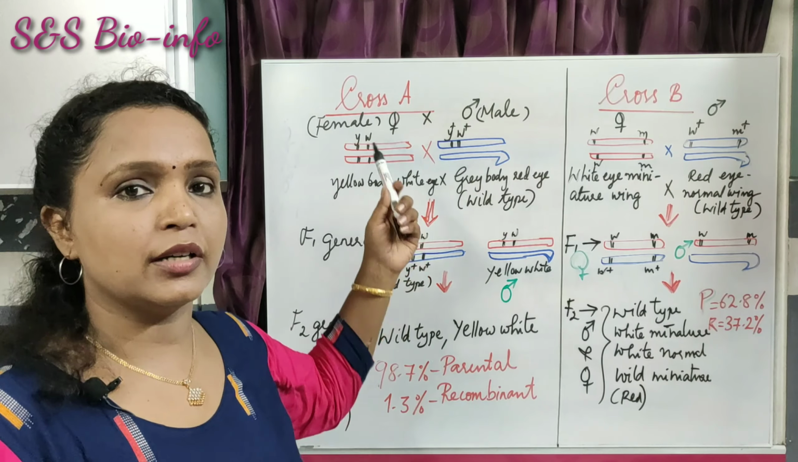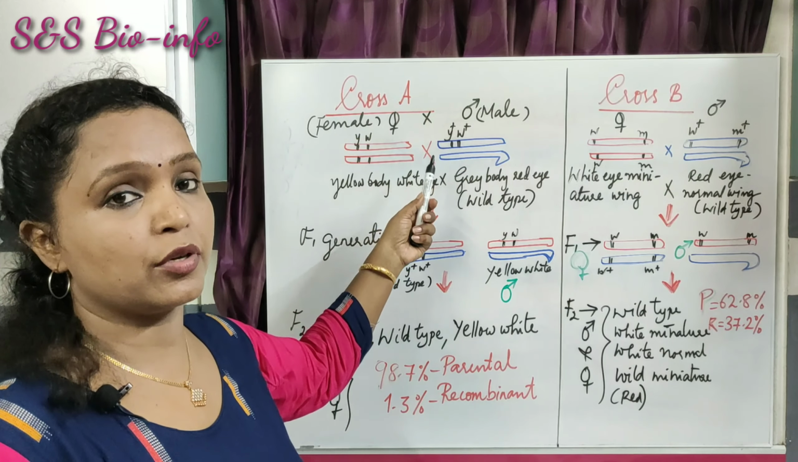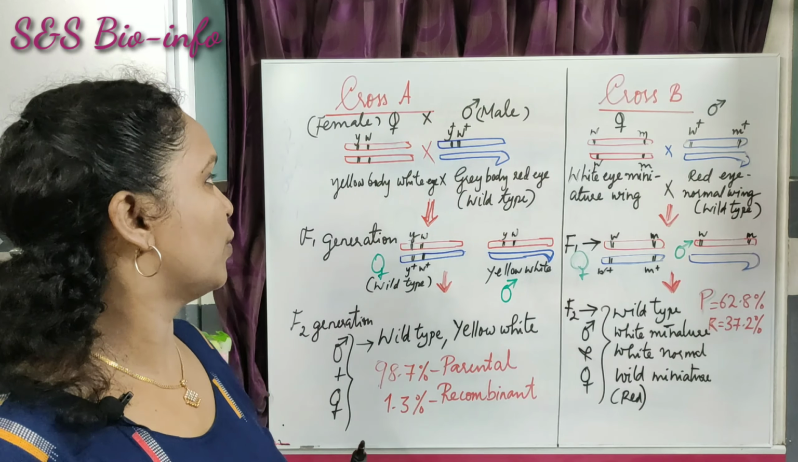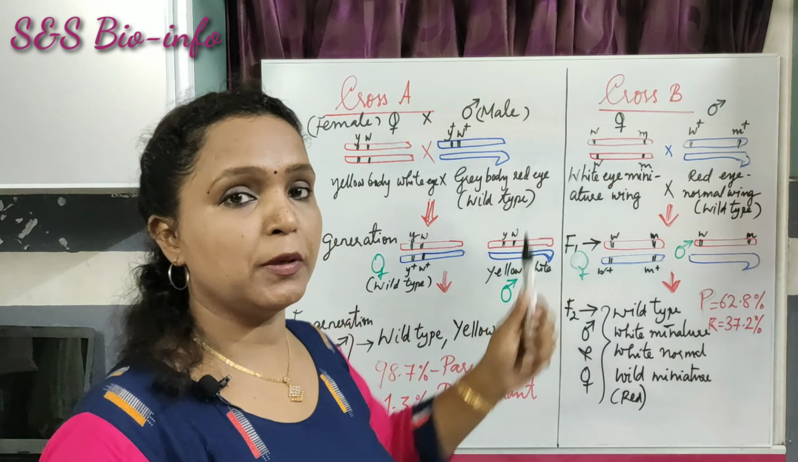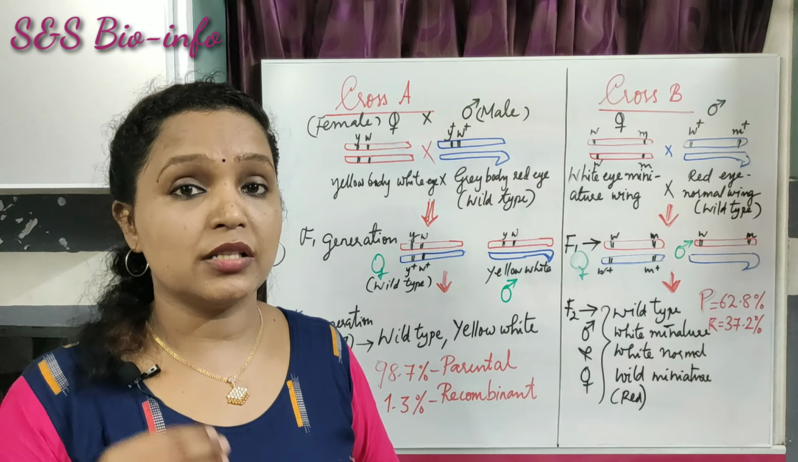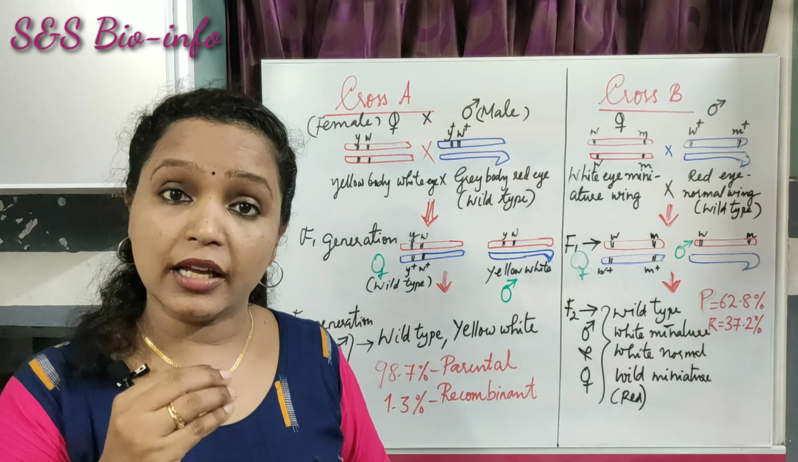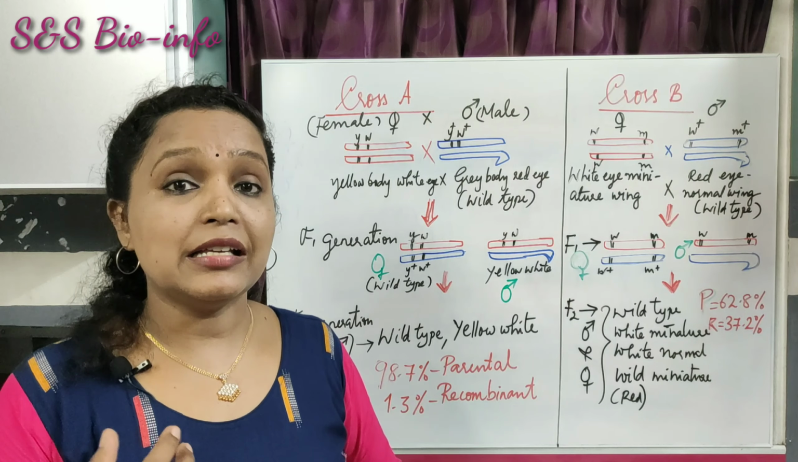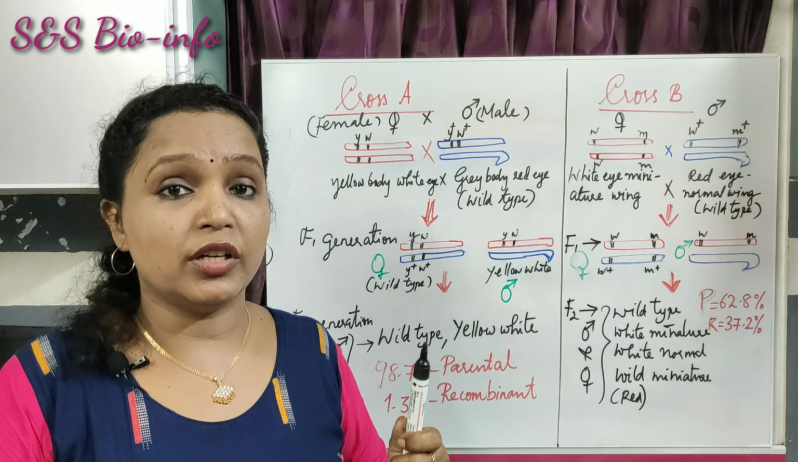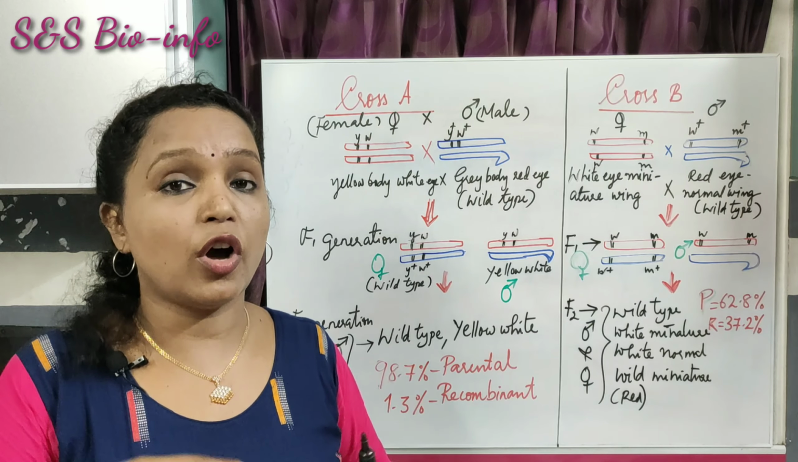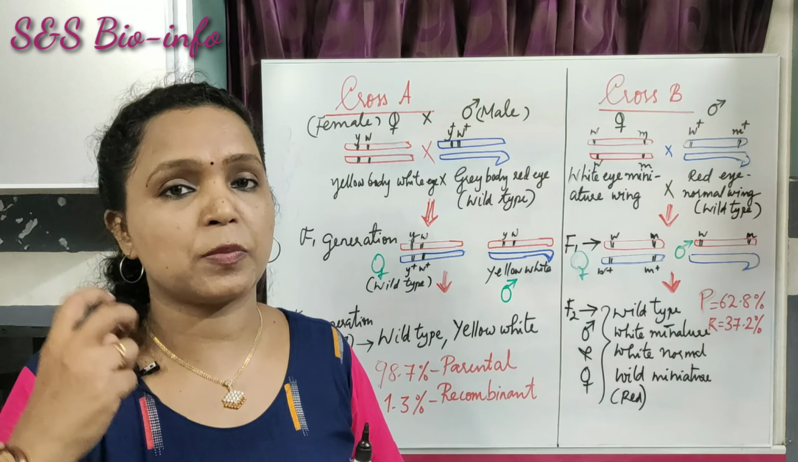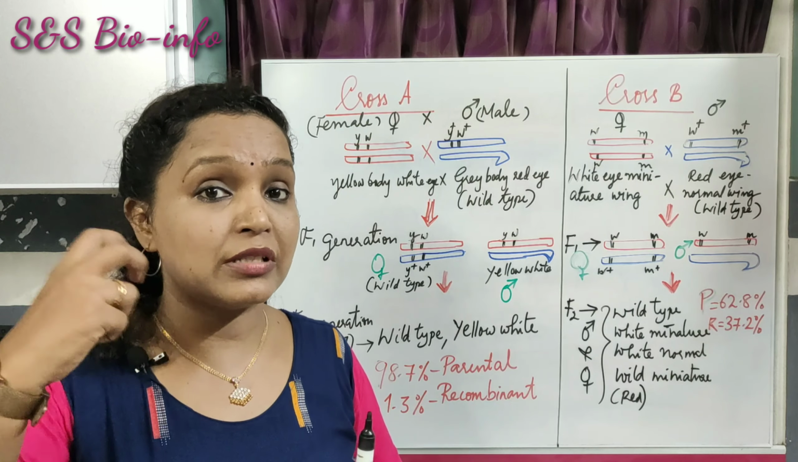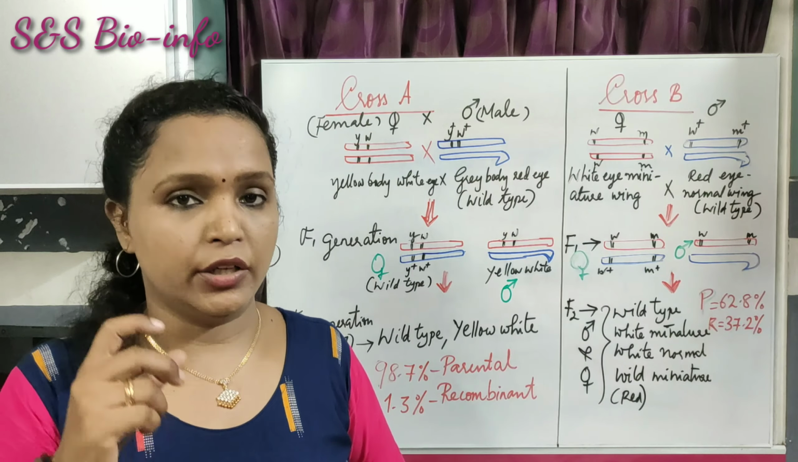Now let us look at the dihybrid crosses made by T.H. Morgan. Here you can see 2 crosses, cross A and cross B. T.H. Morgan studied sex-linked genes. When he studied linked genes and unlinked genes, he could observe certain kinds of linked genes and unlinked genes present in the X chromosome or sex chromosome of the Drosophila.